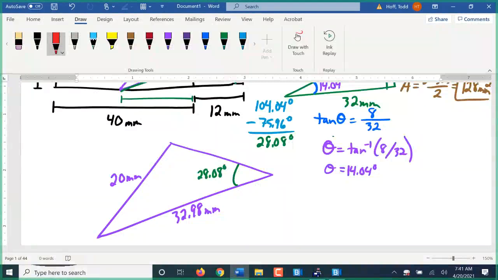In your notes, I want you to take a couple minutes and see if you can remember how to find that angle right there in red. We'll go over it in about a minute.